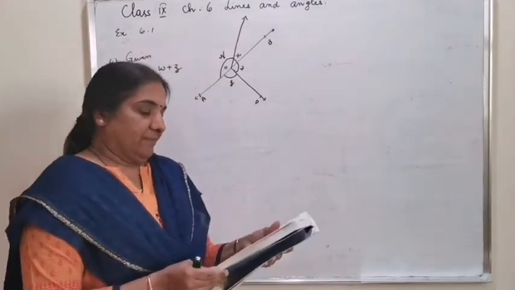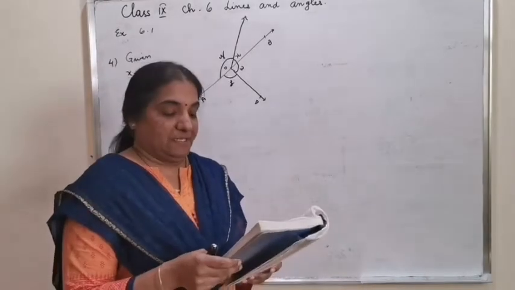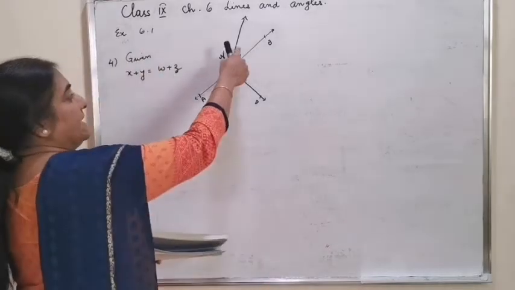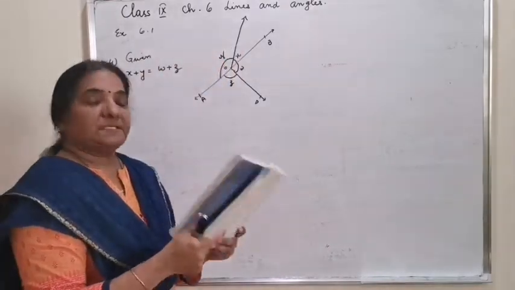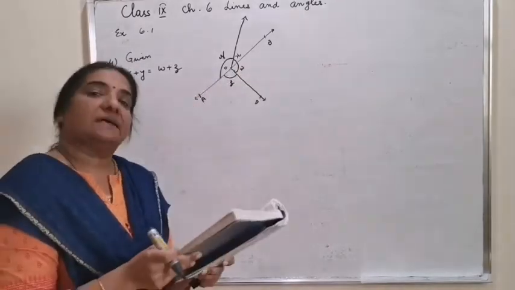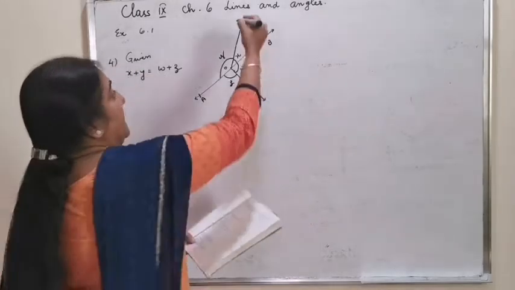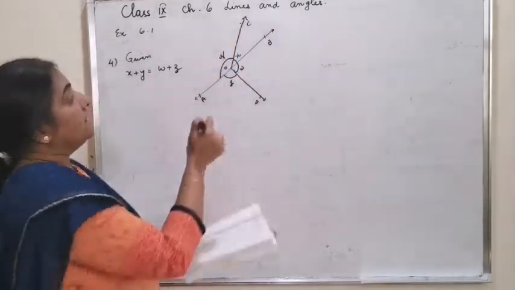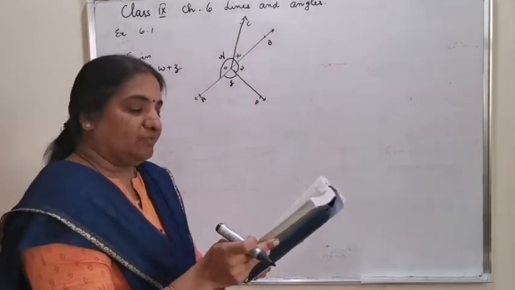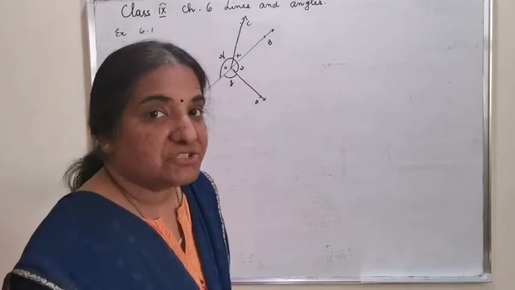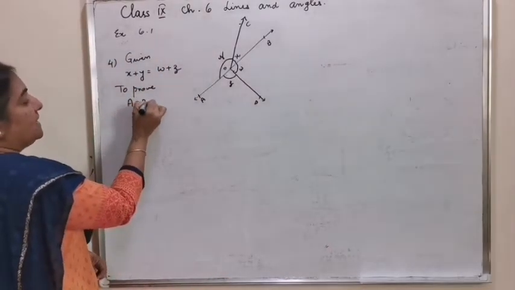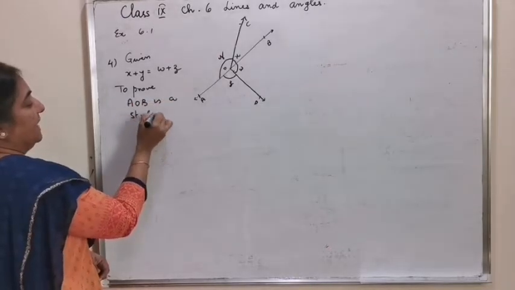In the figure, it is given that x plus y is equal to w plus z. That means x and y represent a pair of angles, w and z represent another pair of angles, and it is given that x plus y is equal to w plus z. Prove that angle AOB is a straight line. What is to prove is, AOB is a straight line.